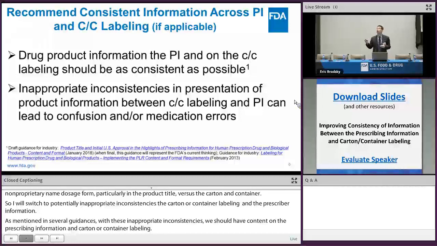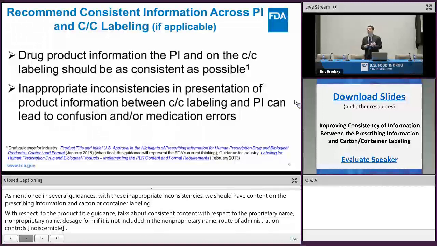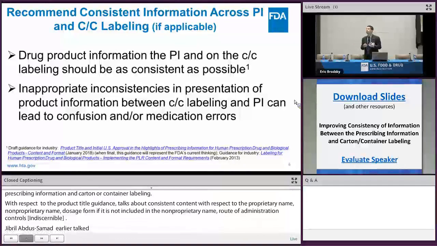Jabril earlier talked about the USP salt policy, and he talked about including an equivalency statement on carton container labeling, and he also talked about an appropriate equivalency statement in the description section of the prescribing information. So that information should be consistent.